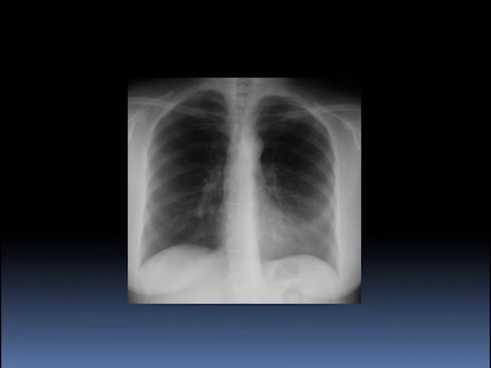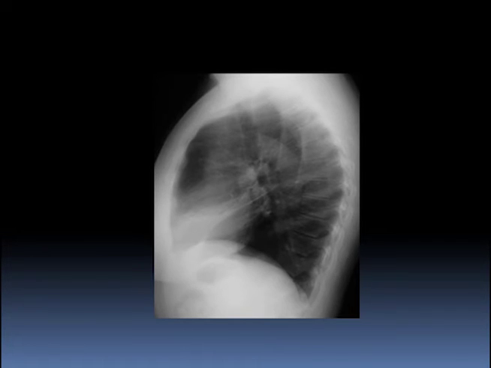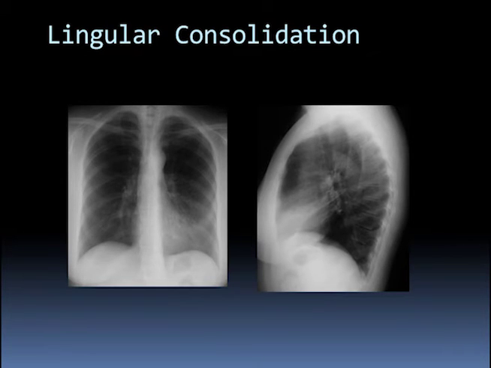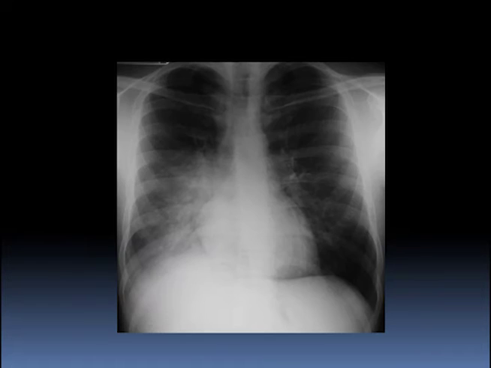So what border is missing here? Well, I think the left heart border is missing. All the other areas are clear. So this should mean that there's consolidation in the left lingula. We'll go to the lateral view, and here we have some increased density overlying the heart, and that confirms that there is an area of lingular consolidation. And here we are again. If you look very closely on the PA view, you can see an air bronchogram in that area of consolidation. So this is a lingular pneumonia.